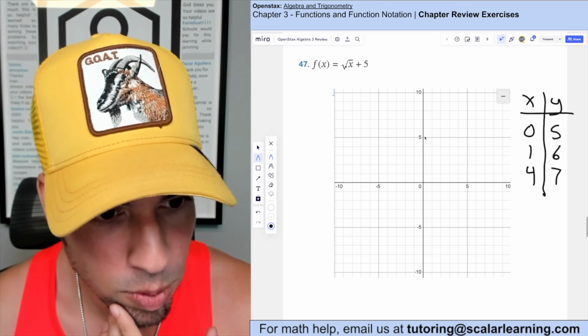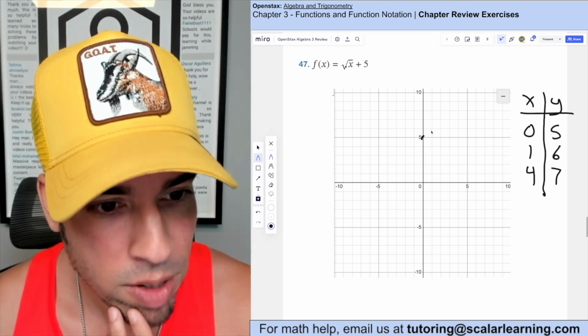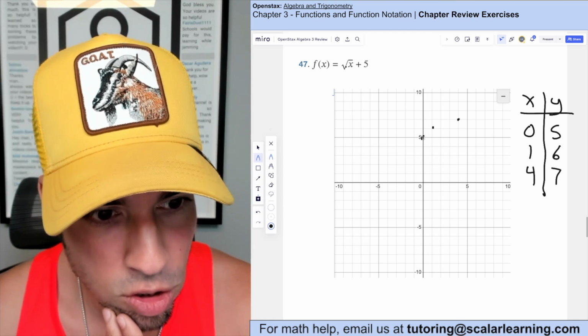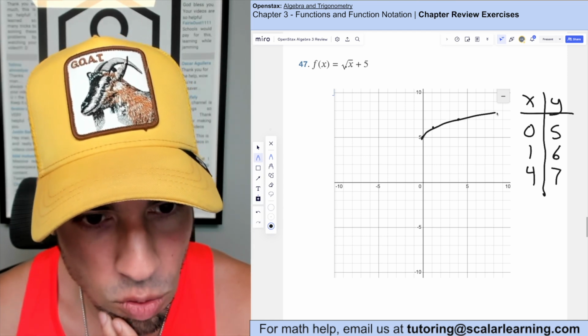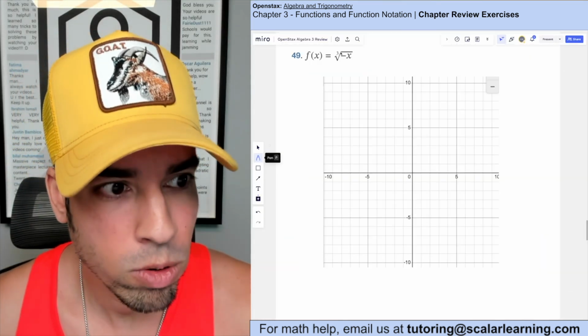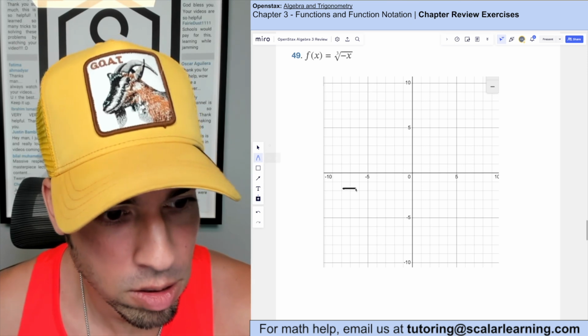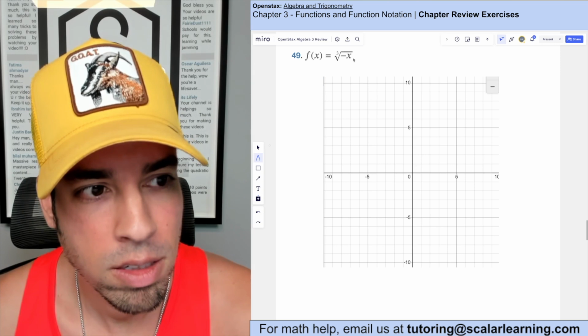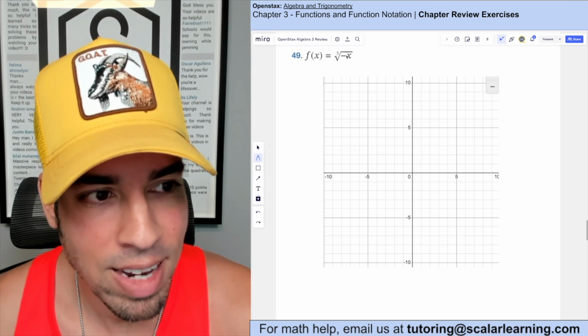So we got 3 points. We got 0, 5. We've got 1, 6, just like we predicted, and 4, 7, like so. And then we get this nice graph. Boom, done. So again, knowing the baseline function here is helpful. Typically, cube root of x looks something like this, okay? Something like that. And the thing is we have a negative inside.